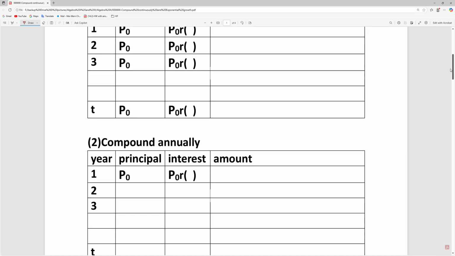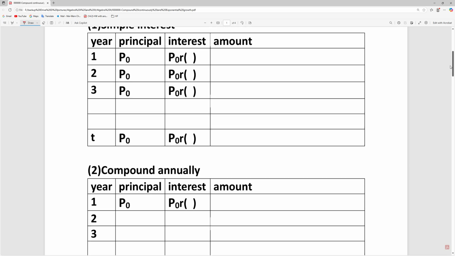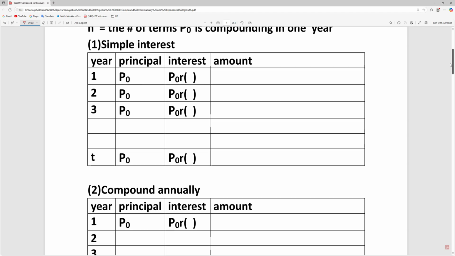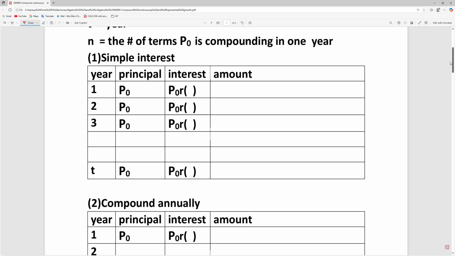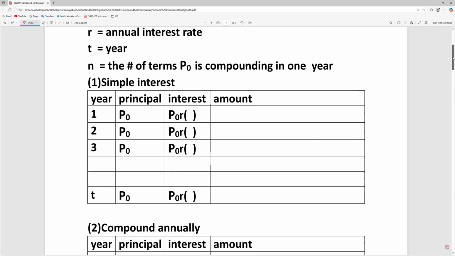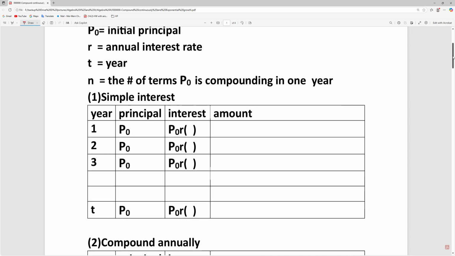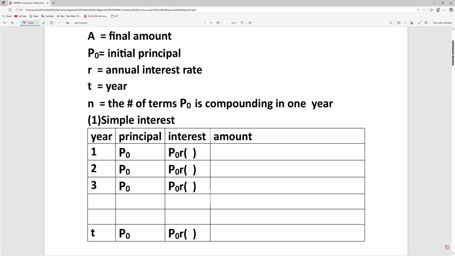Now, compare with the compound interest. There's another interest we call simple interest. Simple interest means you use the initial principal all the time, no matter how many years you deposit your money, you put your money on the bank. But it depends on your initial deposit amount. They give you the interest.